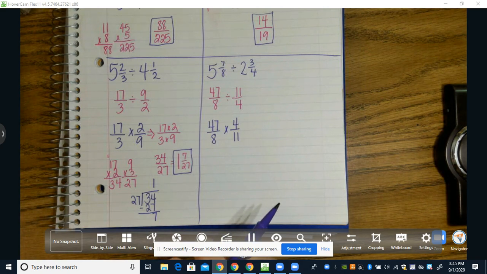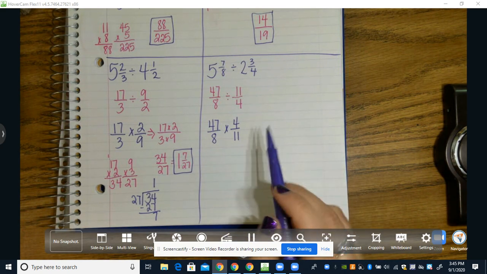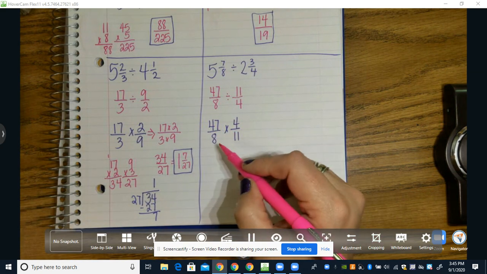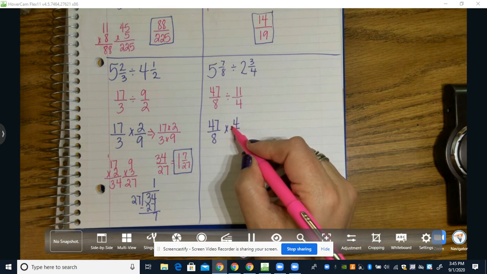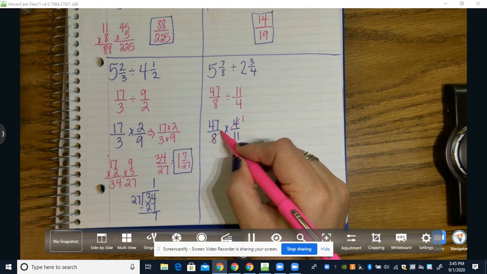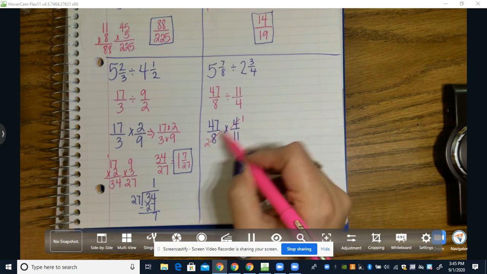All right, the last one we have here. Let's see. Oh, look, I can simplify. Hallelujah. Okay, so 4 can go into 4 1 time, and 4 can go into 8 2 times. I can divide them both by 4 and simplify.